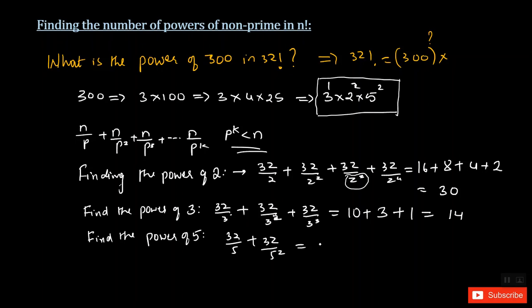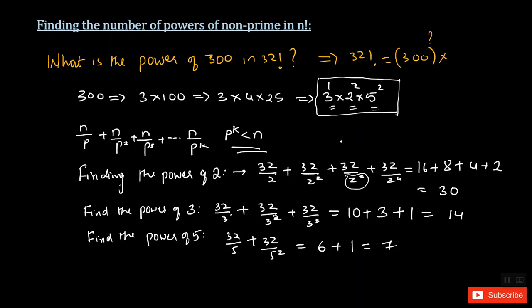So I'll take it as 6 plus 32 divided by 25. So you'll get 1.25. So I'll just take it as 1, the whole number. So the power of 5 in the 32 factorial is 7. So as I told, to make a 300, I need to have a minimum of two 5s, a minimum of two 2s, and a minimum of one 3, right?